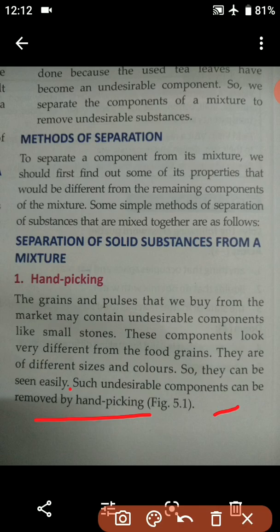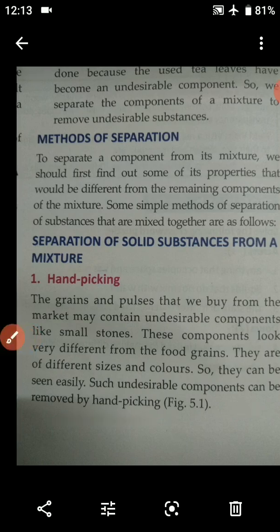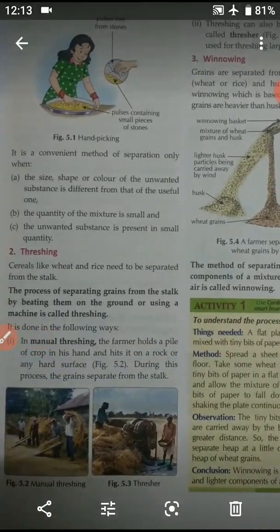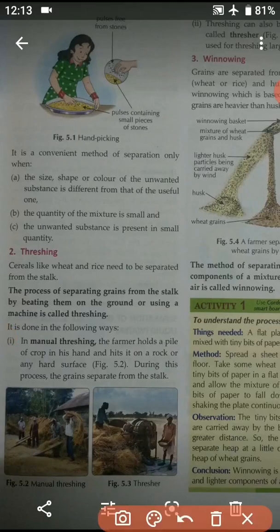So students, the stones are the undesirable, that means the unwanted components, so they can be removed by making use of our hands. Okay, by picking them with the help of our hands. Now I am going to show you the process of hand picking. So this is the process of hand picking. These are the pulses containing small pieces of stone, and these are the pulses free from stones. Okay, so this is the process of hand picking.